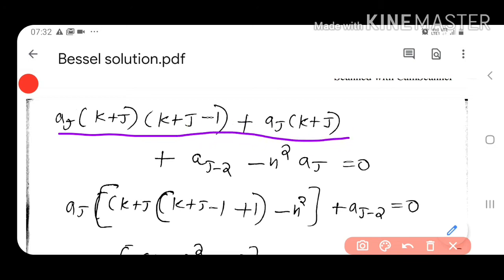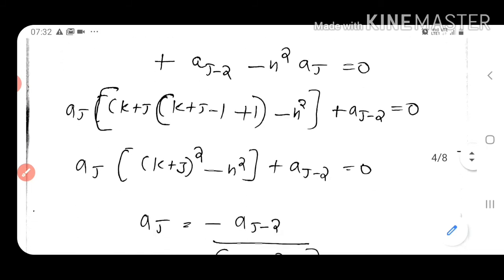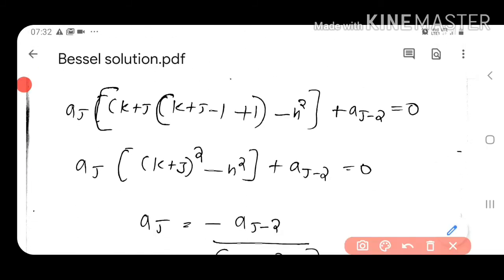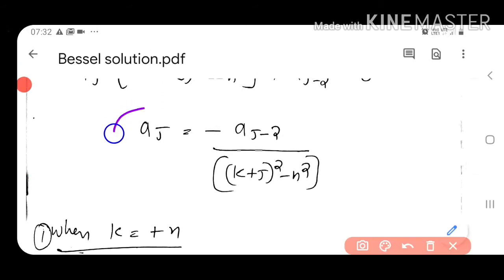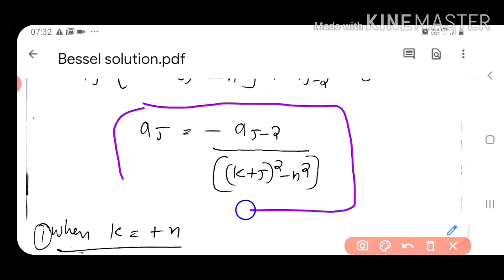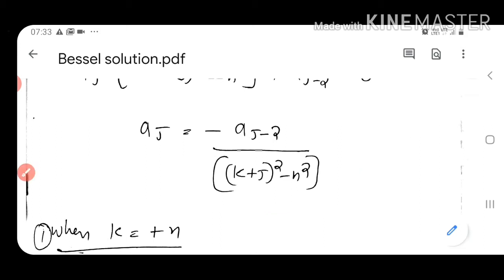We will be obtaining this. Okay, and we will have an expression for aj. aj into k plus j square minus n square plus aj minus 2 equal to 0, and we have aj equal to minus of aj minus 2 by k plus j square minus n square. So this is the recurrence relation. So we have obtained the recurrence relation.